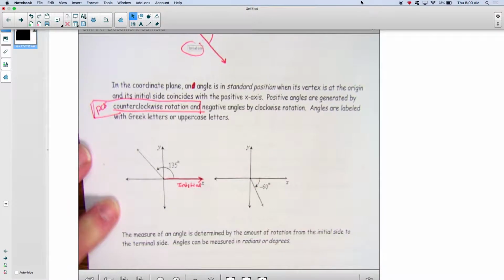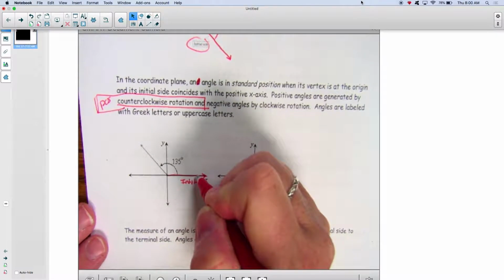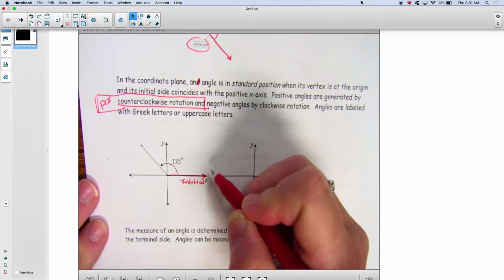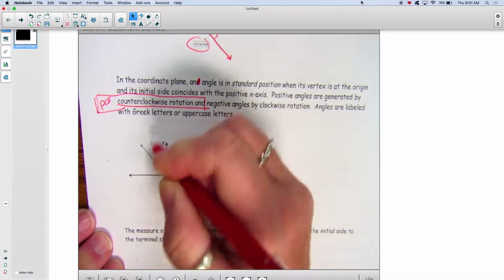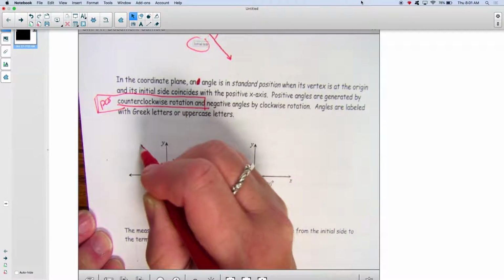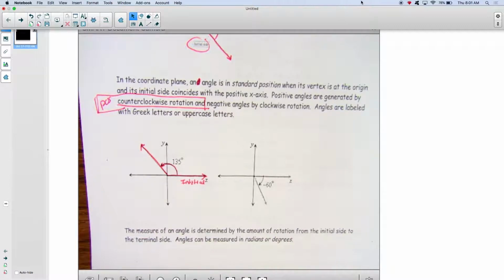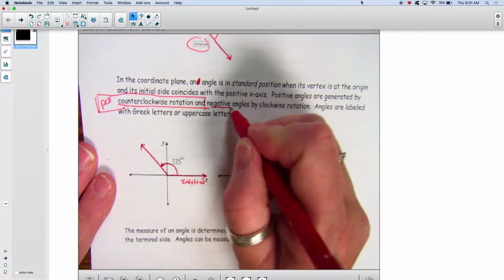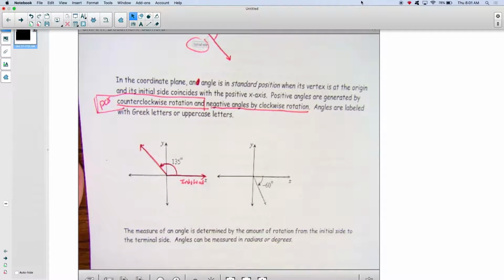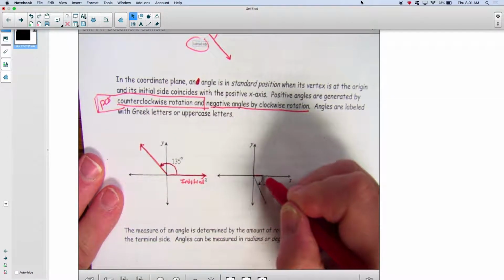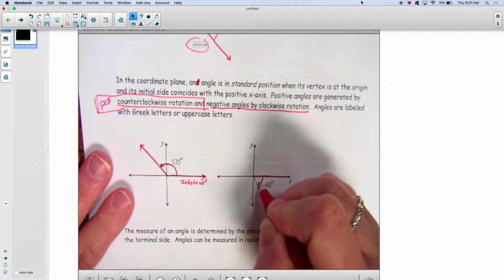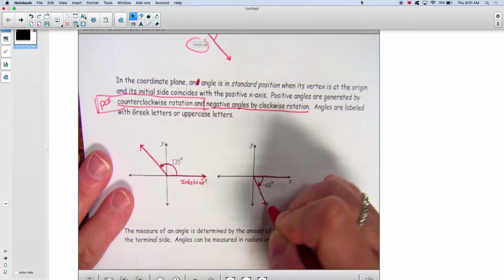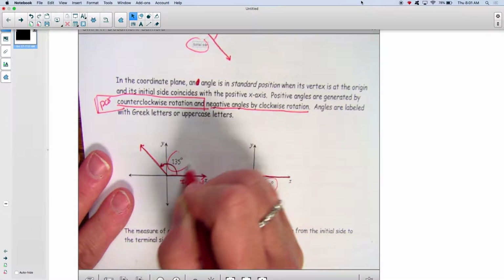So if I tell you to graph a positive 135 degrees, you're going to start at the initial side, which is on the positive x-axis, and you're rotating counterclockwise 135 degrees. Negative angles are generated by going clockwise. So we start at the positive x-axis and we rotate clockwise to get our negative 60 degrees.